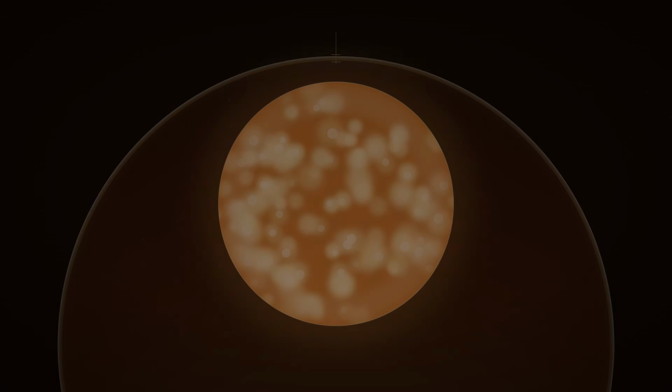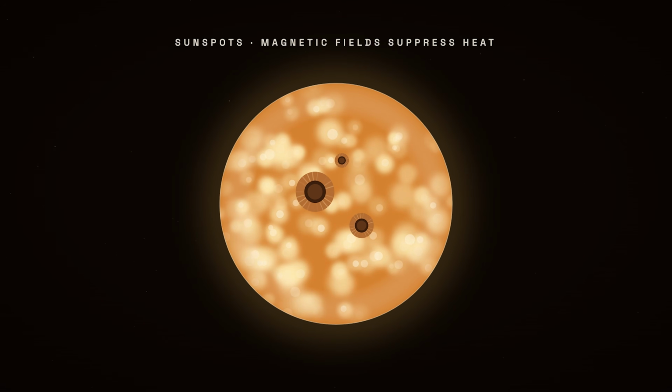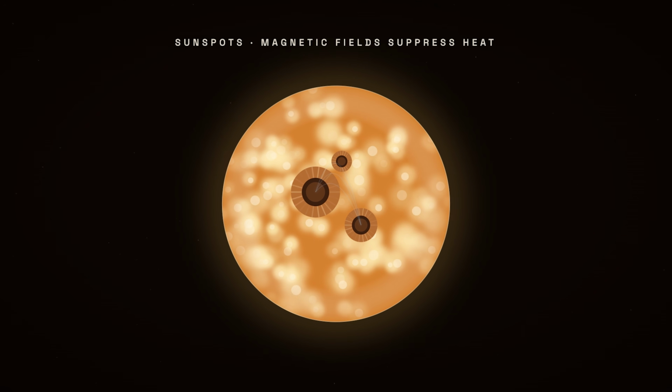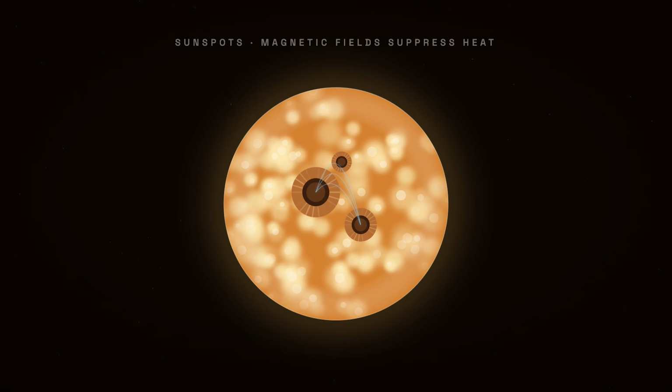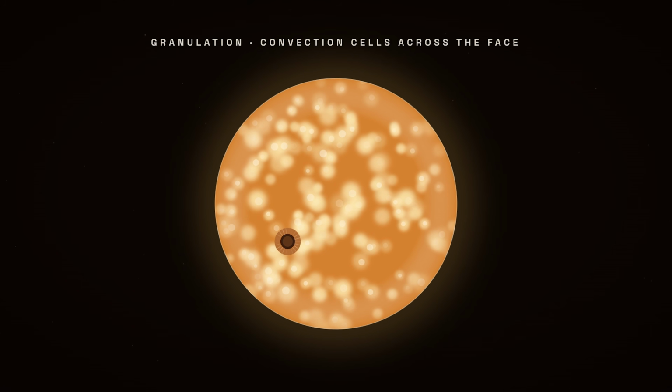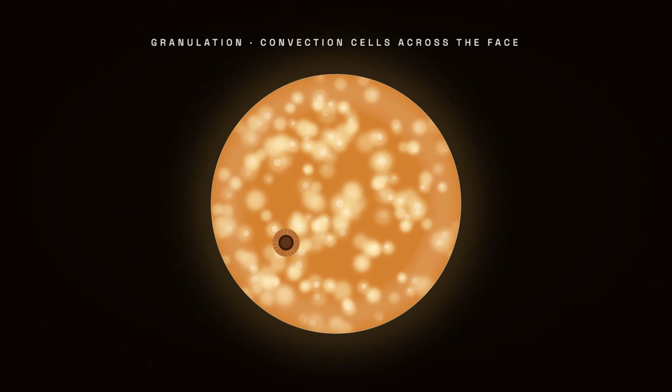This is where sunspots appear, cooler and darker regions where intense magnetic fields suppress the flow of heat from below. The granular pattern of convection cells is visible across its entire face.